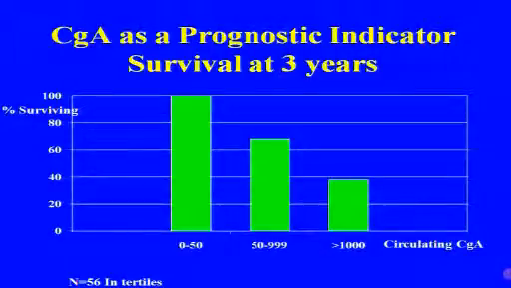If the chromogranin A was somewhere in the middle, then survival was about 70%. But if chromogranin A was in the very upper range, and this is looking in a retrospective study, so we don't know what was done to these patients after that, and we're looking back into history, then the prognosis was poor.